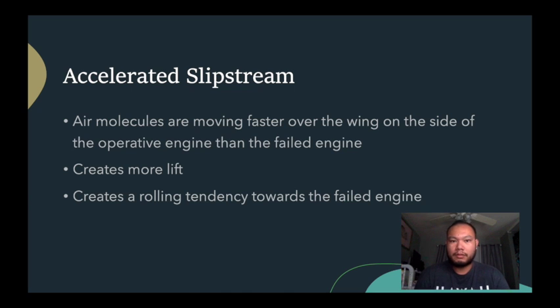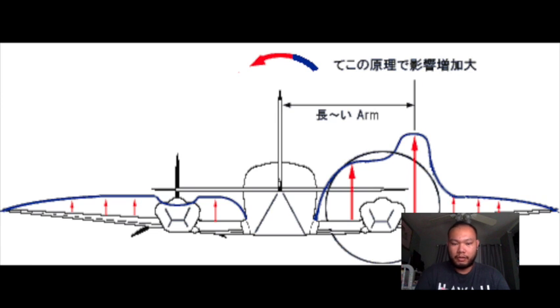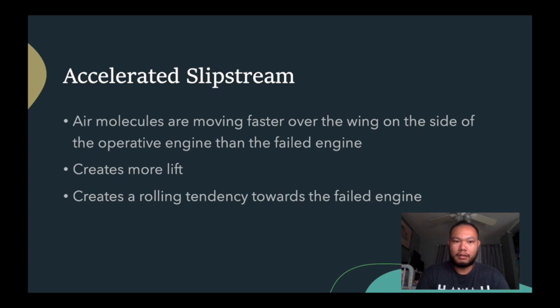Accelerated slipstream. Because the wings are directly behind the propellers, the propellers cause air molecules to move faster over the wing, which creates more lift. You'll see in the photo I'm showing on the video how there's more lift on the right engine because the right engine is still working. And if any engine decides to quit, because of that lift, it'll create a rolling tendency towards the failed engine.